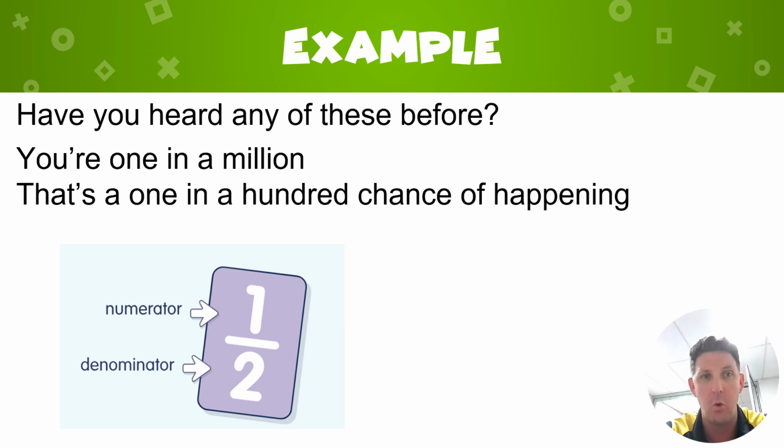So if we talk about your 1 in a million, it would mean the whole has been cut up into a million pieces. Now, think about that, those million pieces would be quite small. So the smaller the part, the larger the denominator. Now, you hear the second one, you're 1 in 100 chance of happening. I'd rather something be 1 in 100 than 1 in a million because, like I said, the more parts the denominator has been cut up into, the smaller they're going to be.